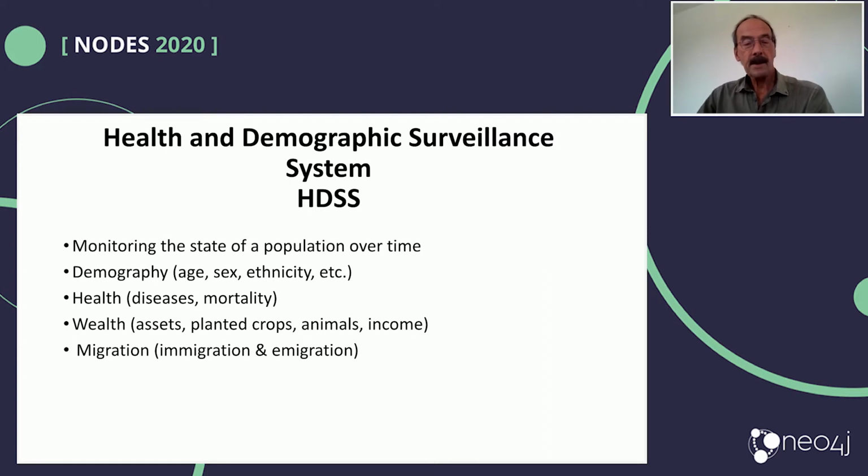Our survey is about a health and demographic surveillance system, or HDSS, where we are monitoring the state of a population over time. Data about demography, health, the wealth of the household, assets and animals they own, migration events.